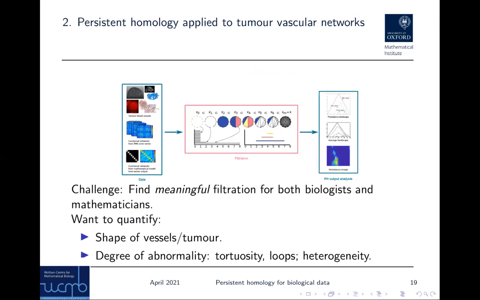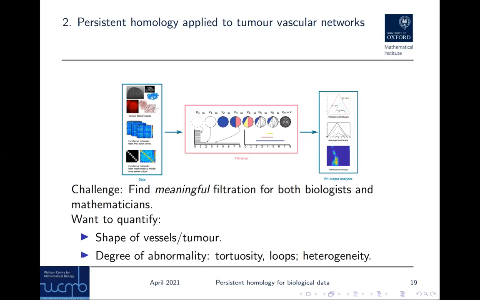So what I wanted to do here is to use persistent homology to quantify the shape of these vessels, or even the tumor, and in particular also the degree of abnormality in these networks. I measured this degree by looking at the tortuosity and the loops. And then also I want to get an idea how heterogeneous the networks are. So the challenge here was really to find a filtration, because there are not many filtrations out there. There's not a library where you can look them up. For most problems, if you're beyond standard problems, you have to come up with them yourself. And so the challenge was to find a meaningful filtration that would be not only mathematically correct, but also helpful for biologists.